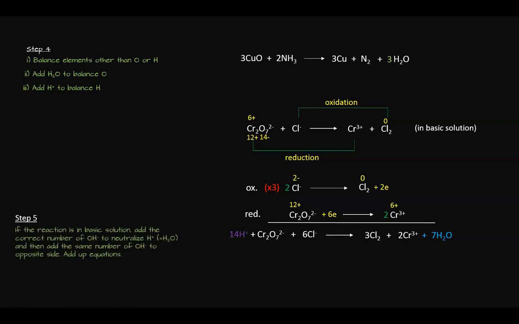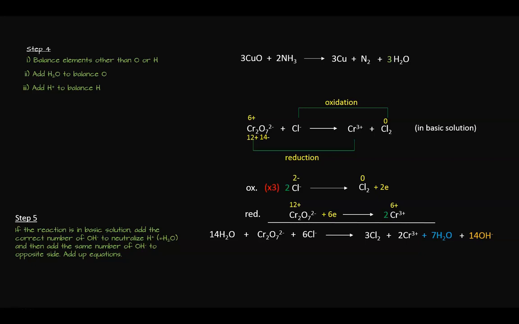Now, to balance in a basic solution, we will add the correct number of hydroxide ions to neutralize the 14 hydrogen ions, and then add the same number of hydroxide ions to the opposite side. Since H+ and OH- can combine to form water, we combine these ions and form 14 molecules of water. The ions disappear, and we have 14 water molecules on the left side.